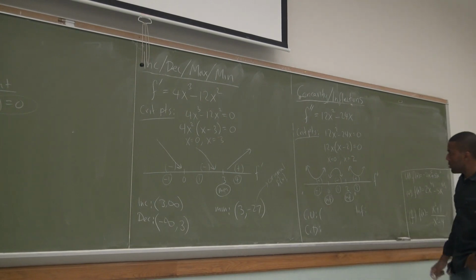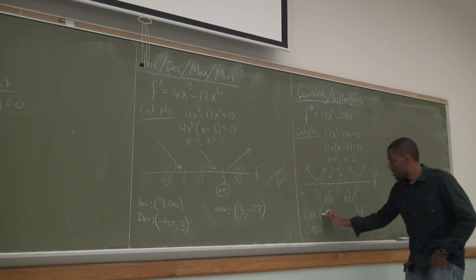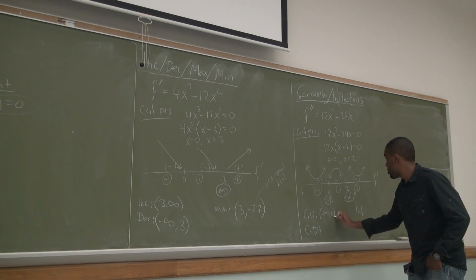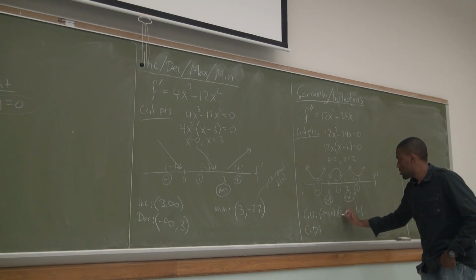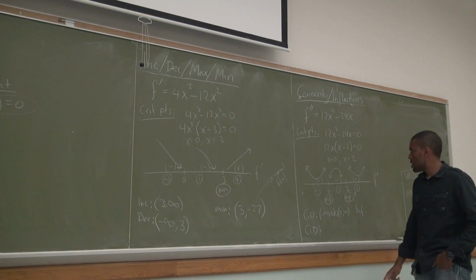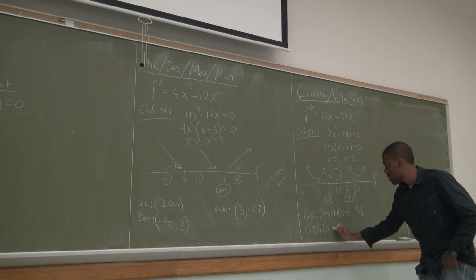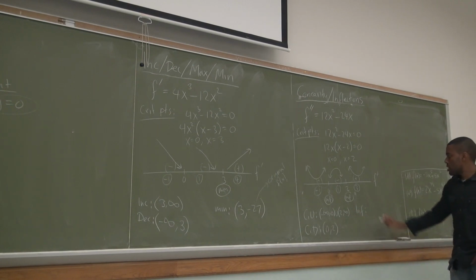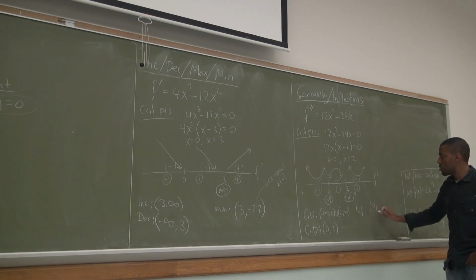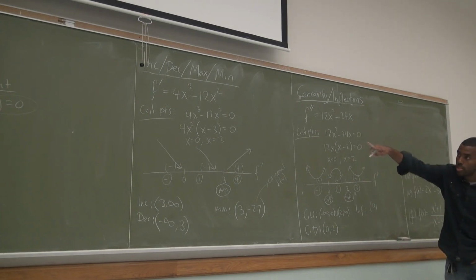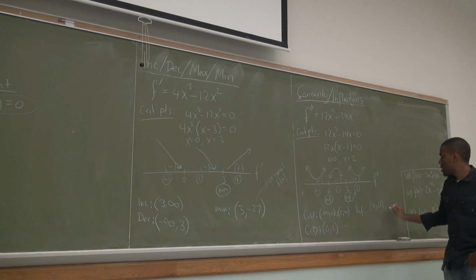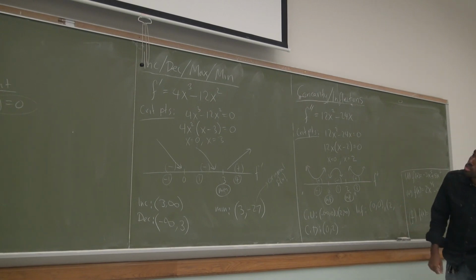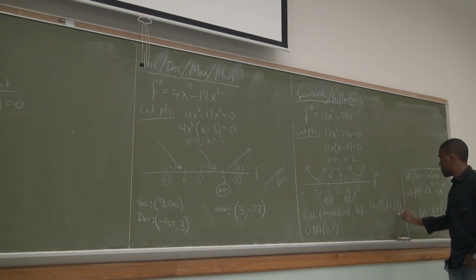where am I concave up? From negative infinity to 0, union 2 to positive infinity. Concave down, just 0 to 2. Inflections occur at 2 points, at 0, comma, put the 0 into that, I get 0. And at 2, comma, plug in 2 into that, I get what? It's 8.